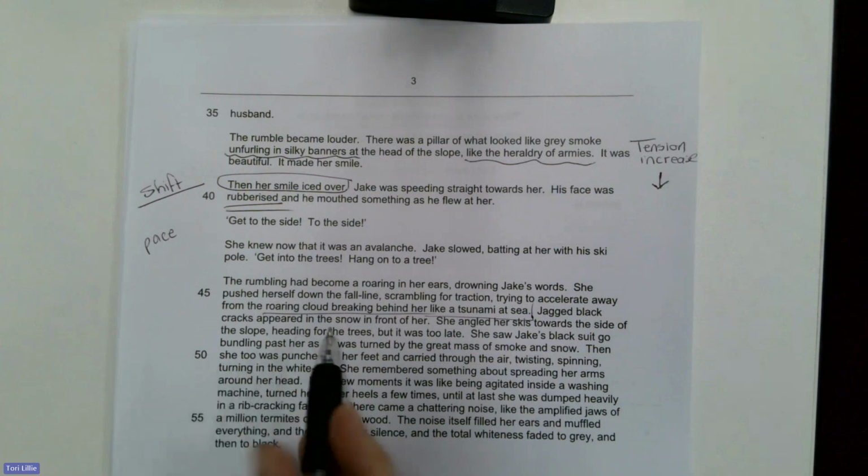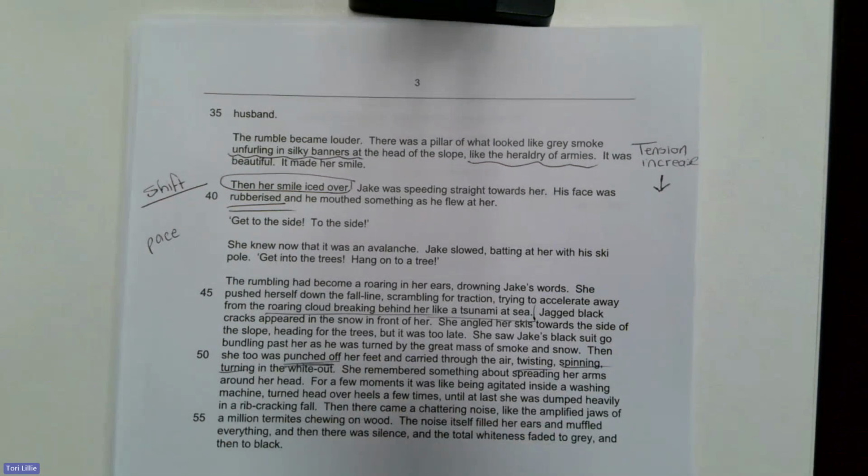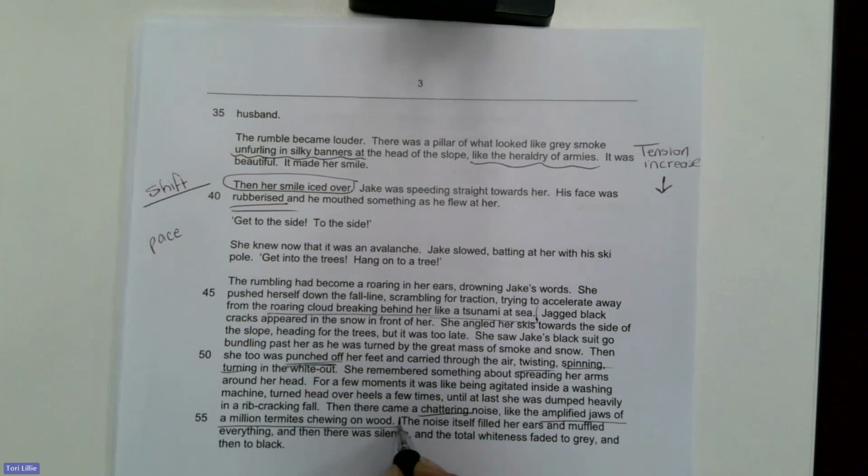Then she too was punched off her feet and carried through the air, twisting, spinning, turning in the whiteout. She remembered something about spreading her arms around her head. A few moments, it was like being agitated inside a washing machine, turned head over heels a few times until at last she was dumped heavily in a rib-cracking fall. Then there came a chattering noise, like the amplified jaws of a million termites chewing on wood. The noise itself filled her ears and muffled everything, and then there was silence, and total whiteness faded to grey and then to black.